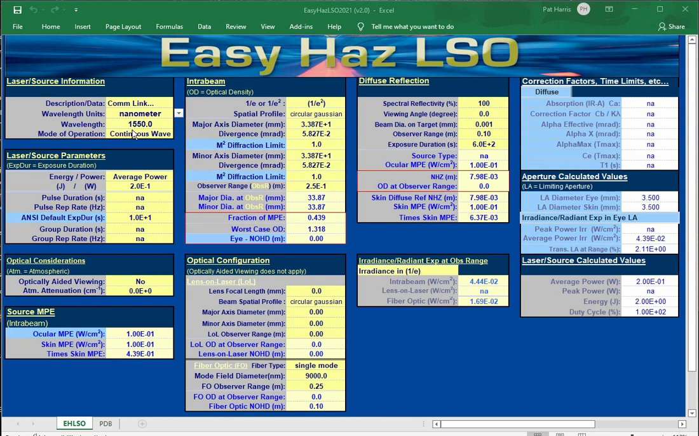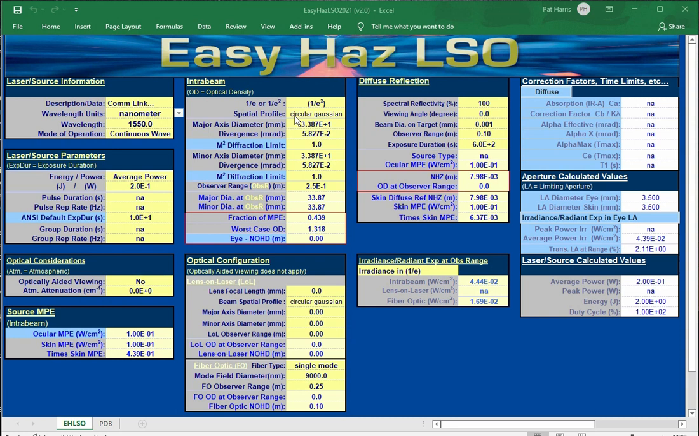So we have a 1550 wavelength. It is continuous wave. We have an average power of 200 milliwatts. We're using the ANSI default for an infrared exposure of 10 seconds, 1 over e squared, circular Gaussian, and look at this, 33.87, almost 34 millimeter diameter beam, and that's because a 2-inch or 50.8 millimeter diameter telescope is being used as a beam expander.